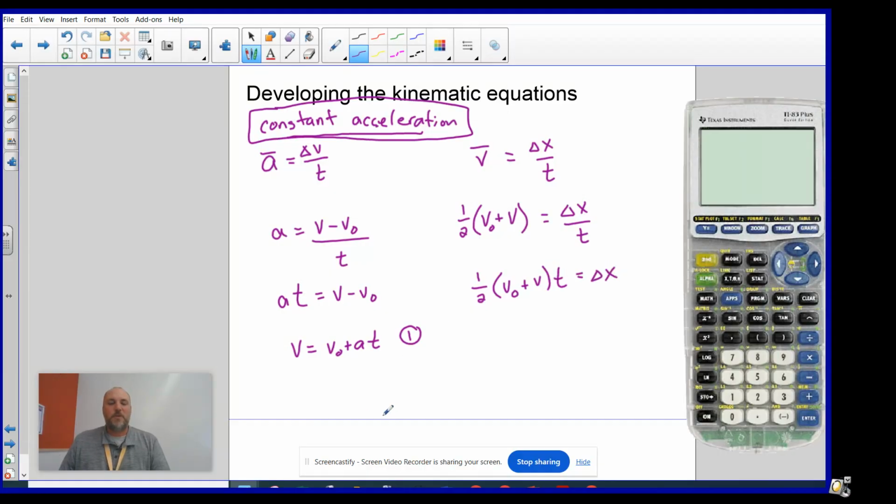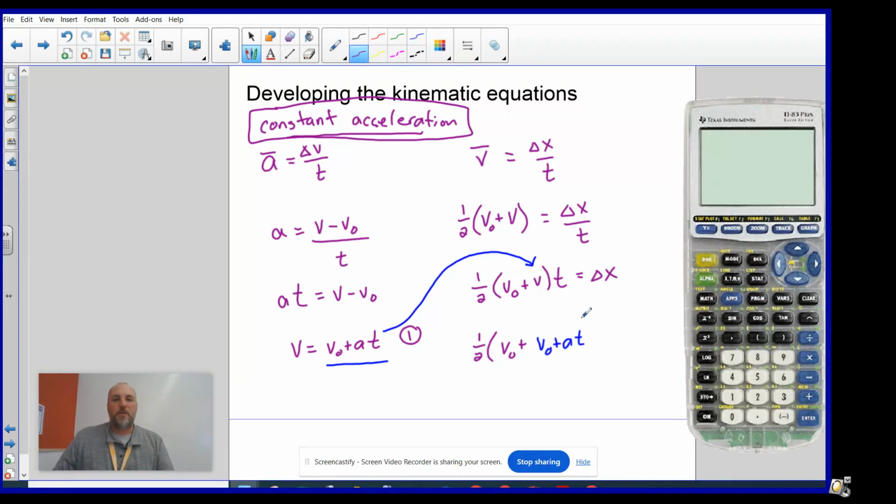And the last thing I'm going to do is take the first kinematic equation, v initial plus at, and substitute it into this definition right here. So where I see v final, I'm going to replace it with v initial plus at. So this looks like 1/2 times v initial plus v final, but I'm replacing v final with v initial plus at.